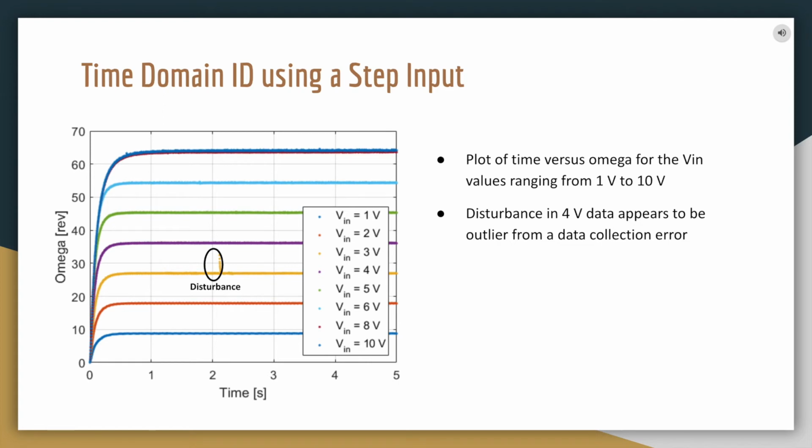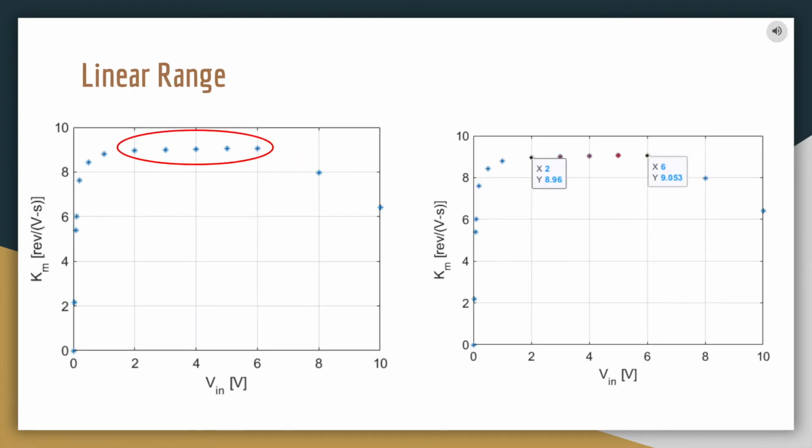The disturbance in the output at 4 volts, the yellow line, may have been a data collection error, so the steady state value was calculated using the omega values after 2.5 seconds for all of the input voltages. In order to understand what range of the omega steady state to use for the linear regression, the plot of the input voltage versus motor gain was used. We chose a range from 2 to 6 volts, as you can see inside the red circle on the leftmost plot, and as the red points on the right plot.